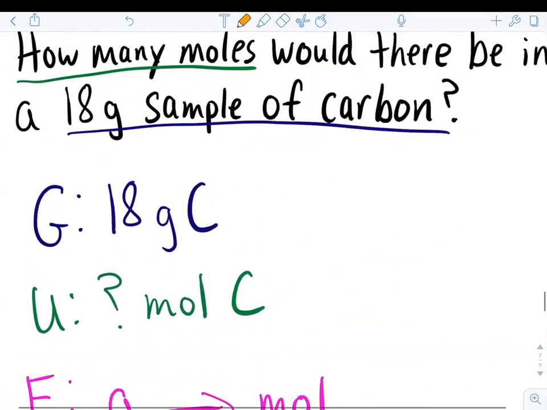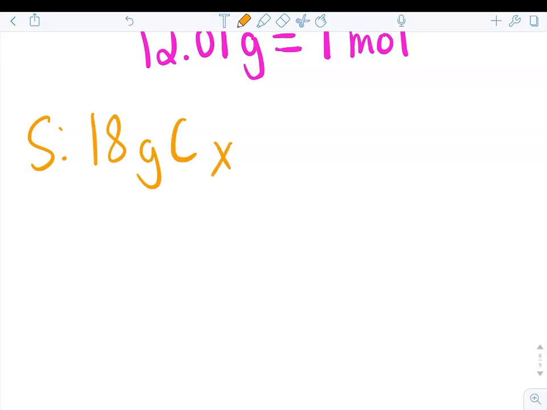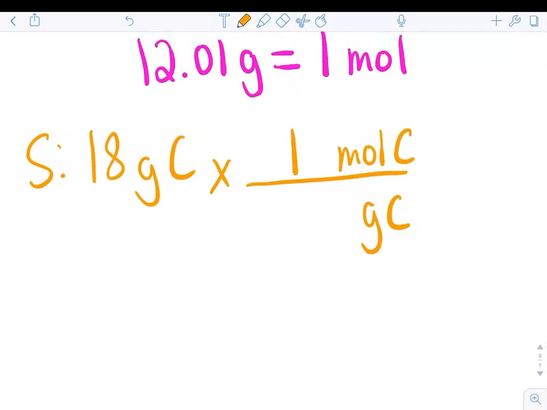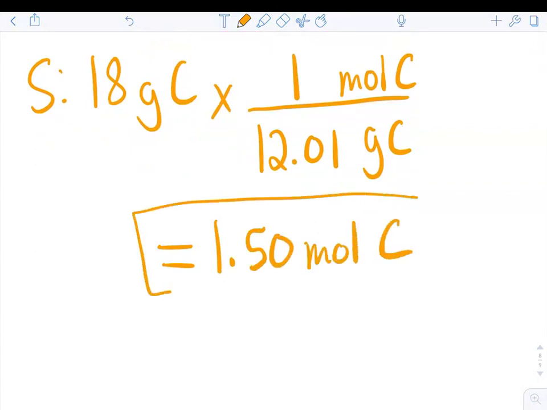And we always start with what we're given, which in this case was the 18 grams of carbon. If I start with grams of carbon on the top, that means that grams of carbon has to be on the bottom. And then what I'm trying to get to, which is moles of carbon, will be on the top. Then the 1 goes with the mole, and the 12.01 goes with the gram. And if I type this into my calculator, then I'm going to get 1.50 moles of carbon. And that would be my answer. Okay.